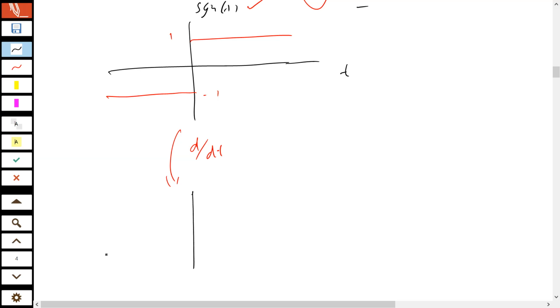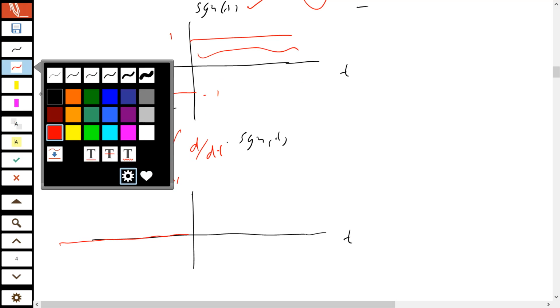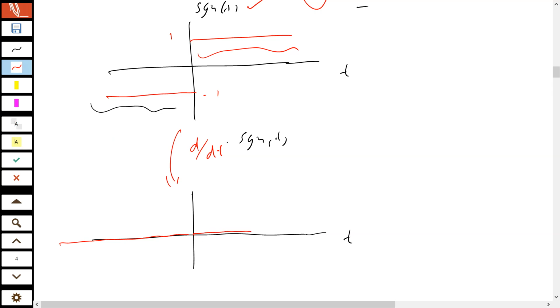So what will be the derivative of this function? I told you how to do that. What is the derivative of signum of t? What is the derivative in this region? Tell me quickly. 0. What is the derivative in this region? 0. What is the derivative in this region? Delta. But you forgot something.